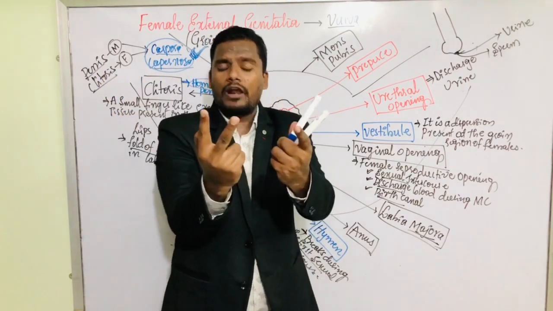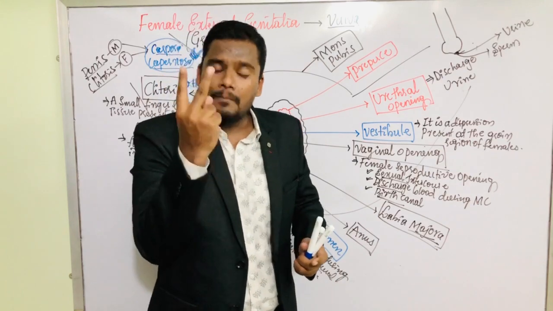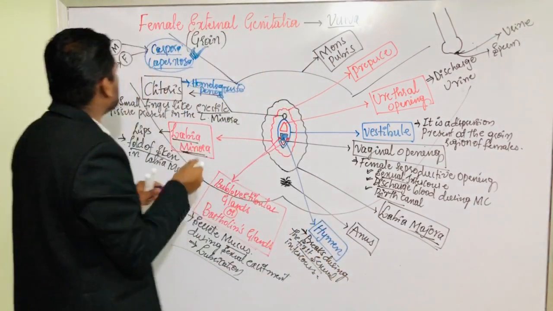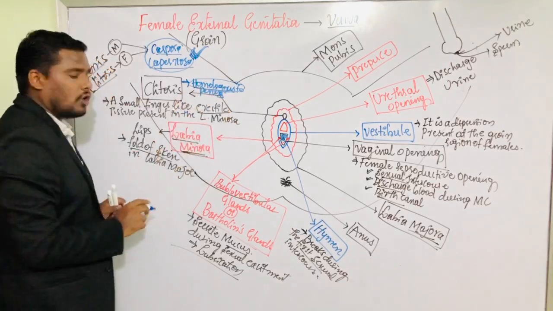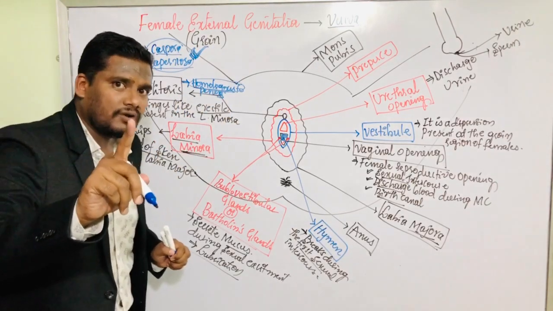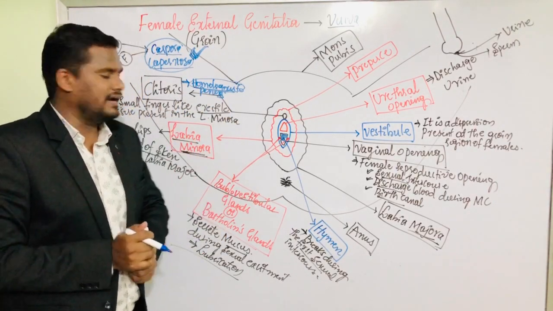If any two organs are structurally the same but functionally different, then such organs are called homologous organs. Remember, it is very important for competitive exams, my dear friends.